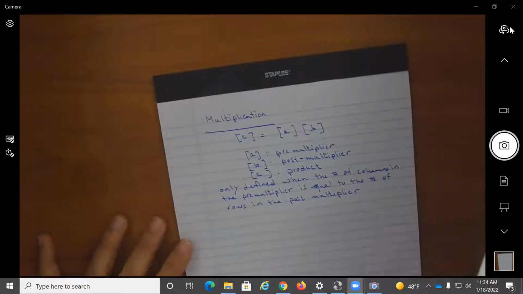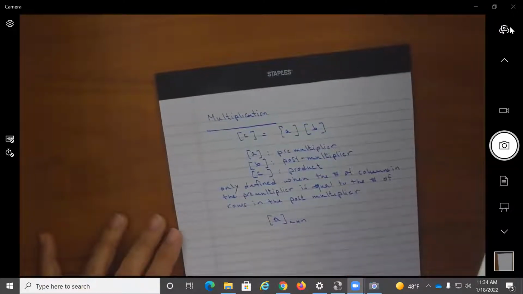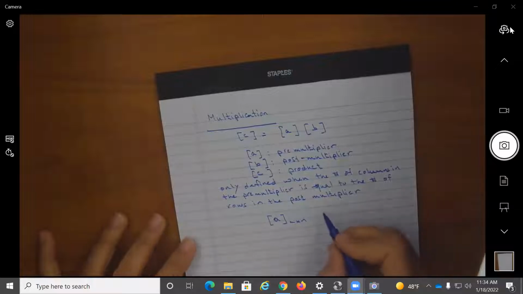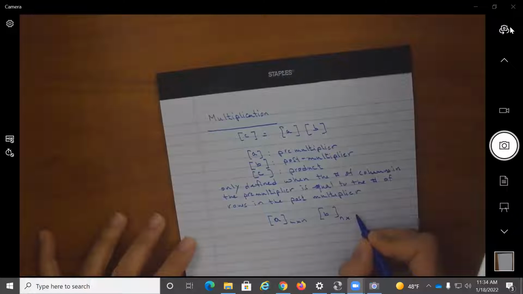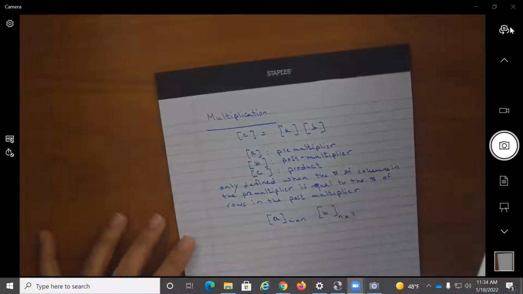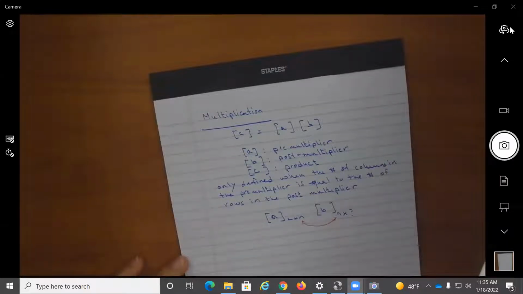So what would that imply? If I have A as M by N, then B must be N by anything else, as long as these two are the same.